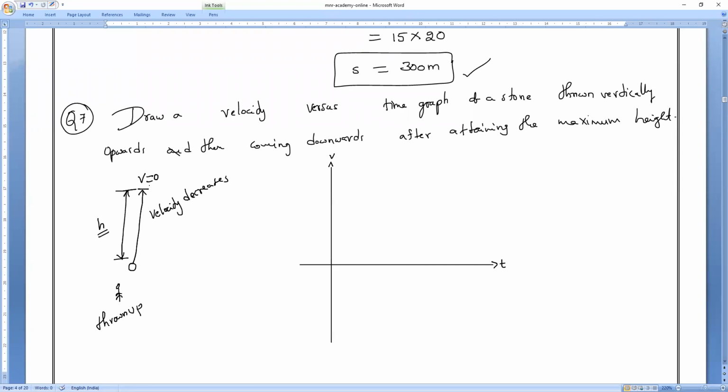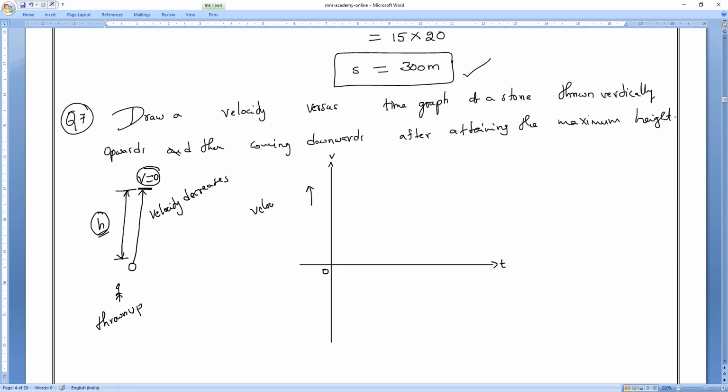Okay, understand? So when it reaches the maximum height, by the time of maximum height, what is its velocity? Everybody, zero. Everybody clear? Understand? Yes, sir. So velocity is zero at the maximum height.